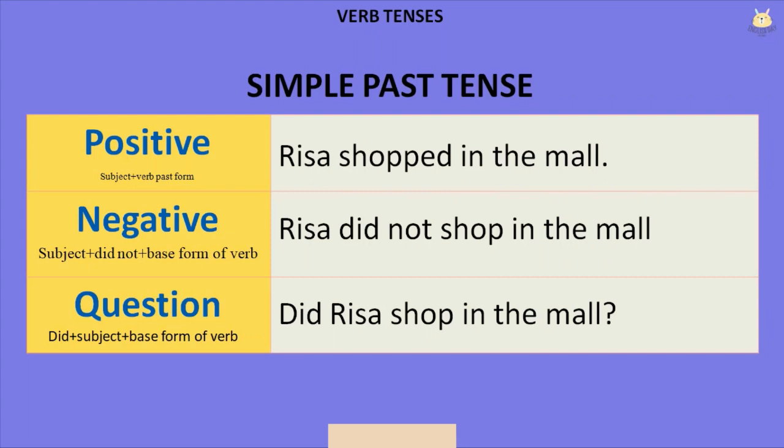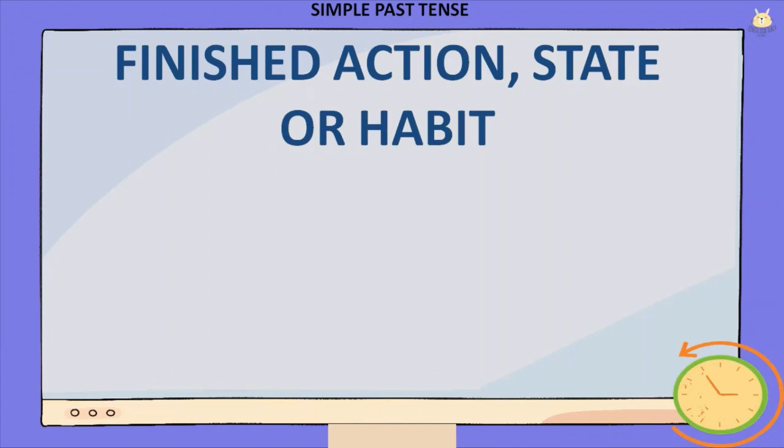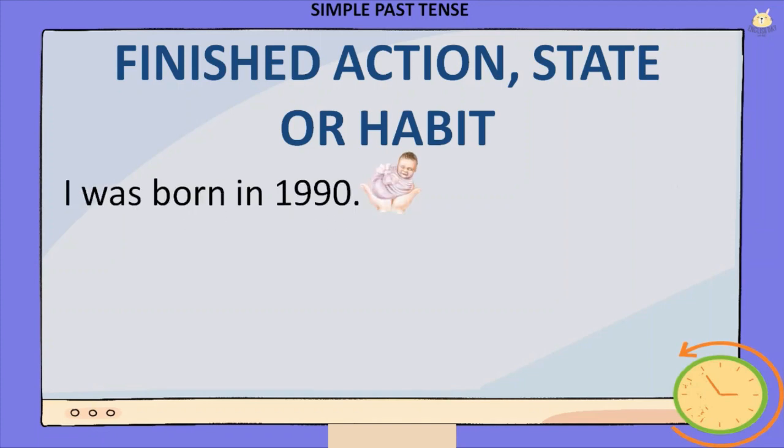Now that we know how to form the simple past tense, let's move on to its uses. The first use is to talk about a finished action, state, or habit. For example, I was born in 1990. Here, we use the past form of the be verb, which is was.